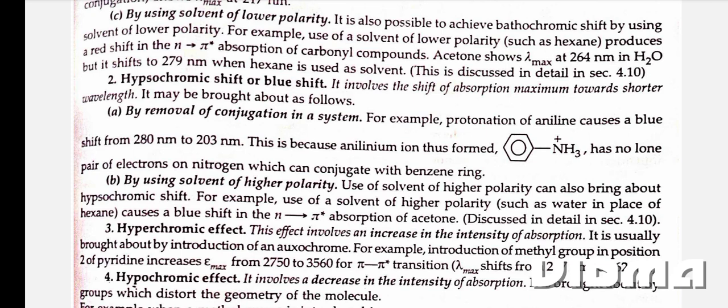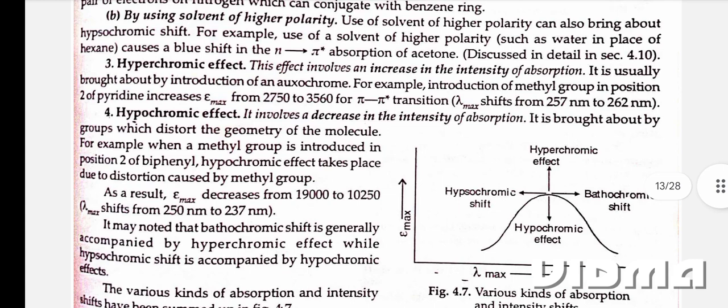Hypsochromic shift or blue shift involves the shift of absorption maximum towards shorter wavelength. It may be brought about as follows: by removal of conjugation in a system. For example, protonation of aniline causes a blue shift from 280 nanometer to 203 nanometer. This is because anilinium ion thus formed has no lone pair of electrons on nitrogen which can conjugate with benzene ring. By using solvent of higher polarity can also bring about hypsochromic shift.